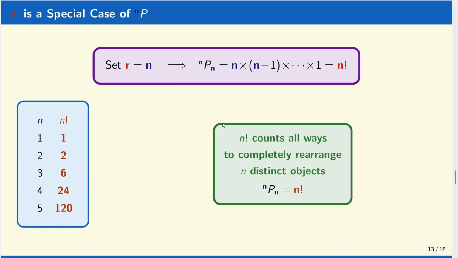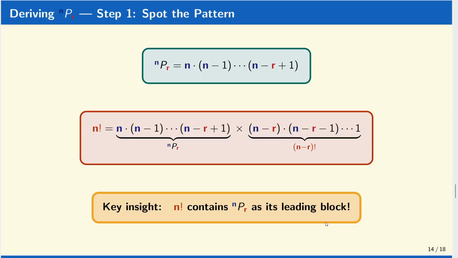Over on the right, inside the green box, we have a clear definition to remember. n factorial counts all the possible ways to completely rearrange n distinct objects. Therefore, nPn is simply equal to n factorial. Now we arrive at a very exciting part, deriving the actual mathematical formula. Step 1 is to spot the pattern. In the top teal box, we have our slot principle written out mathematically.